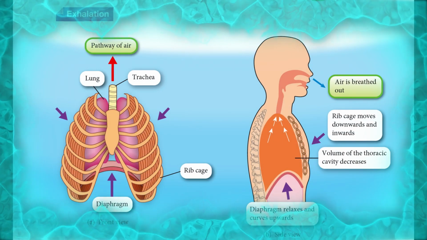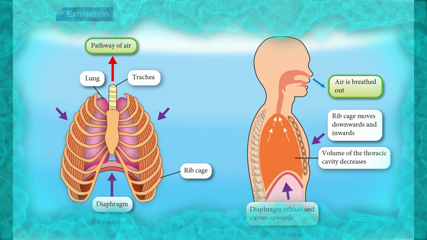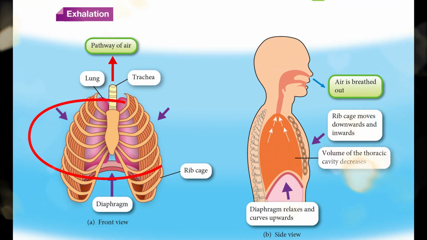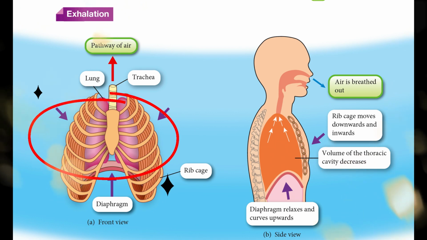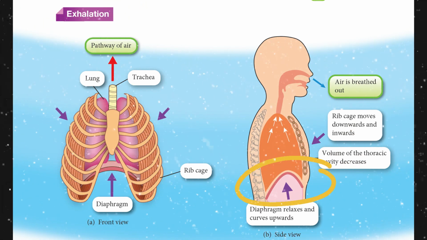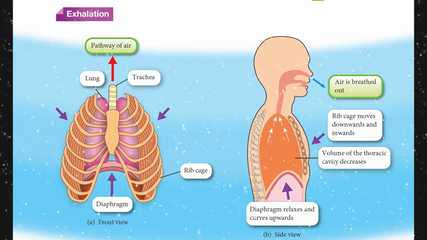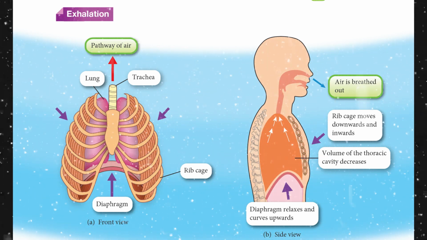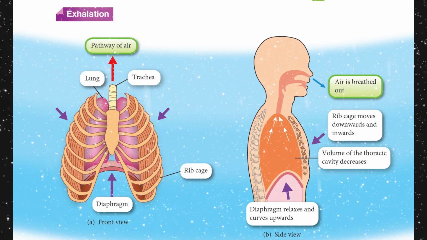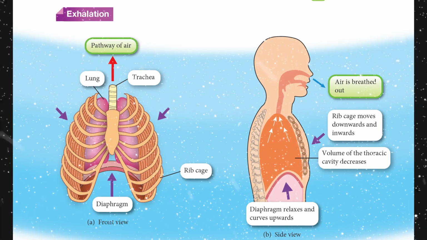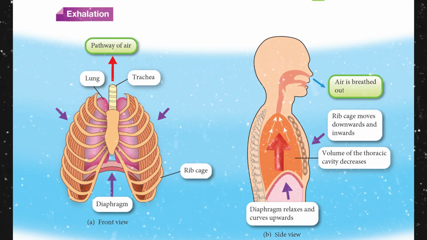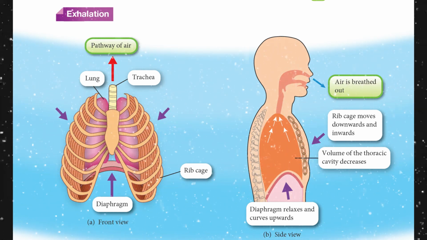When you exhale, intercostal muscles relax and the rib cage moves downwards and inwards as shown in the diagram. Diaphragm muscles relax and curve upwards. Movements of the rib cage and diaphragm make the thoracic cavity smaller and cause the air pressure in the thoracic cavity to increase. The higher air pressure in the lungs pushes the air out as shown in the diagram.